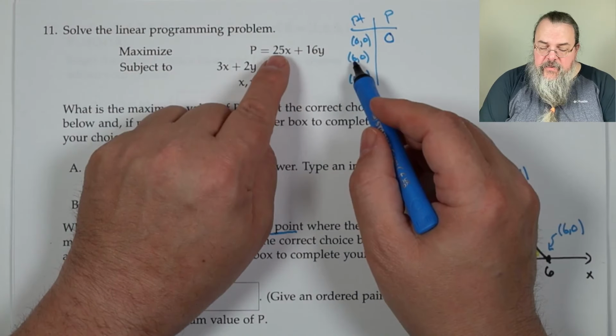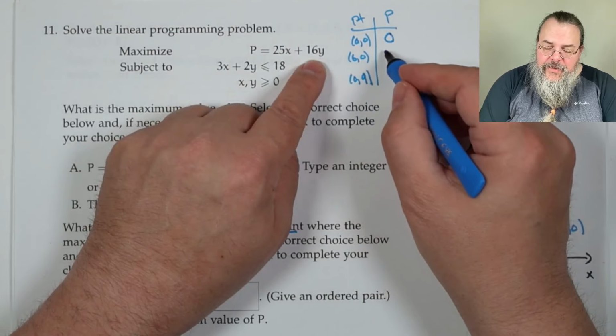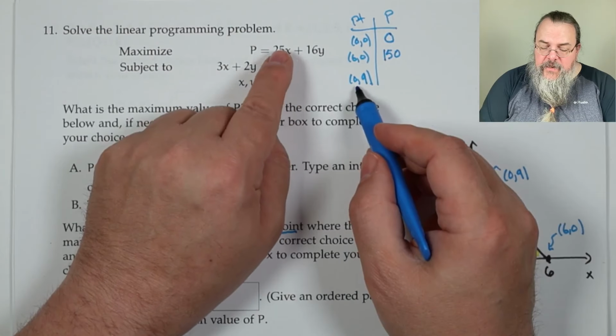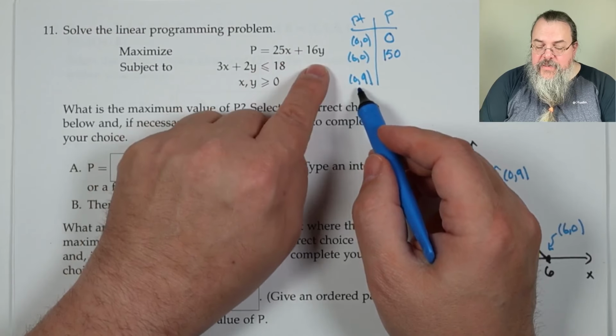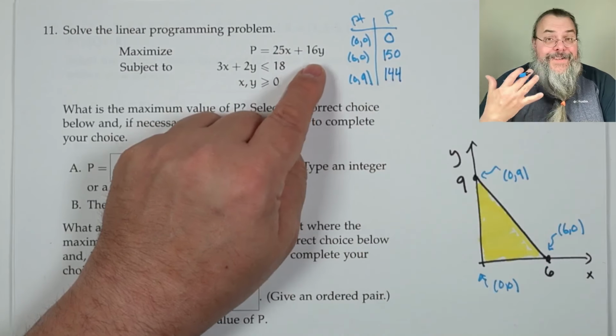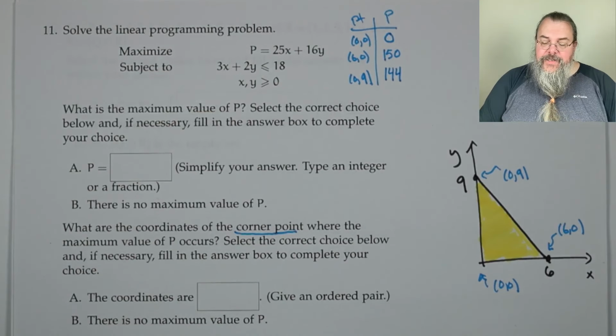Plug in 6, 0. 6 times 25, 150. 16 times 0 is 0, so 150. Plug in 0, 9. 25 times 0, 0. 16 times 9, 144. And by the way, if you're not comfortable, use your calculator. No shame. And now, here's the thing.